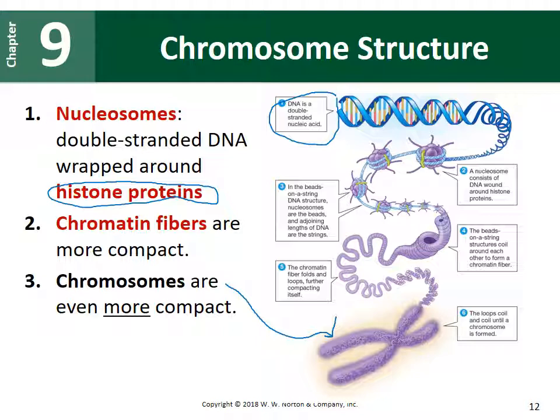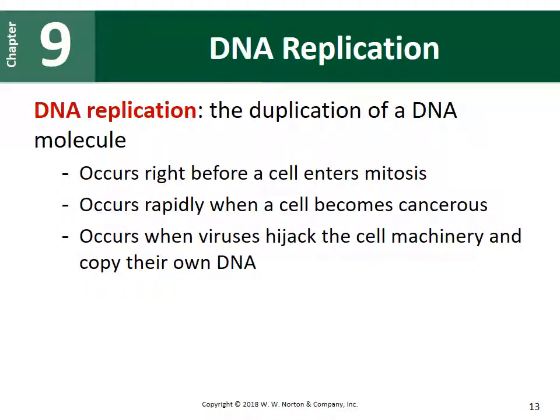These chromosomes need to go through replication in order to be passed down from parent to offspring. So DNA replication, this occurs when we have duplication of a DNA molecule. And this occurs right before a cell enters into mitosis, so right before cell division. DNA replication occurs very rapidly when cells become cancerous. And it also occurs when viruses hijack a cell, and viruses can copy their own DNA. So DNA replication is very important for the continuity of life and to pass down that genetic information from one generation to the next.